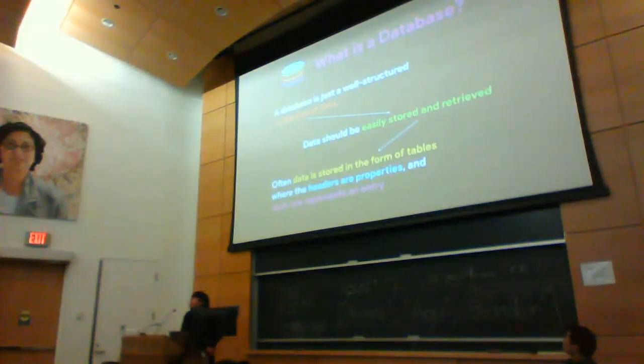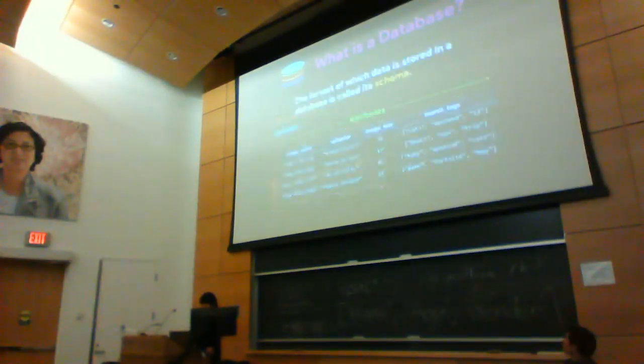So what is a database? Like David said in class, a database is just a well-structured collection of data, and the data should be easily stored, easily retrieved. So data is often stored in the form of tables, where the headers are the properties, and each row represents an entry. And all this together is called a schema.